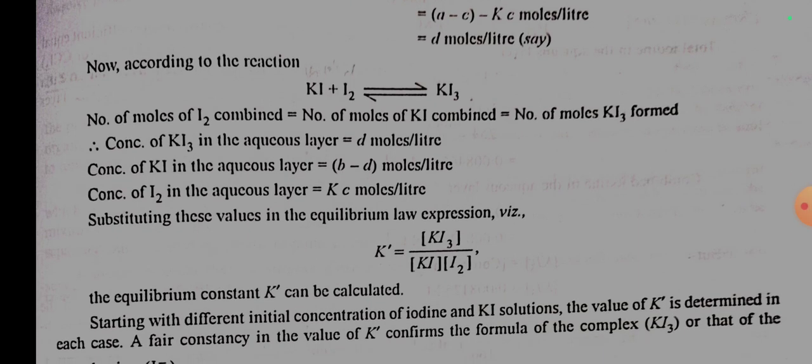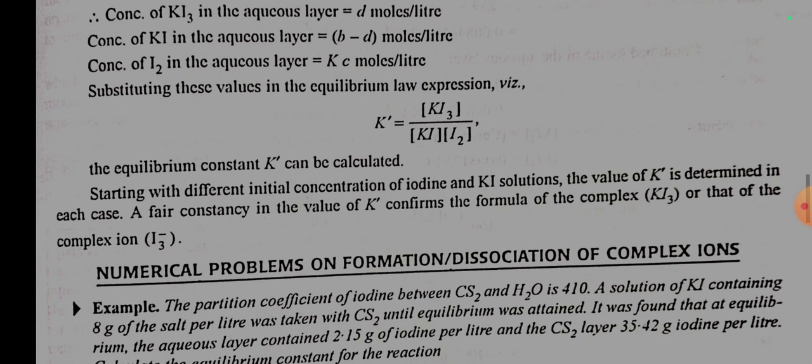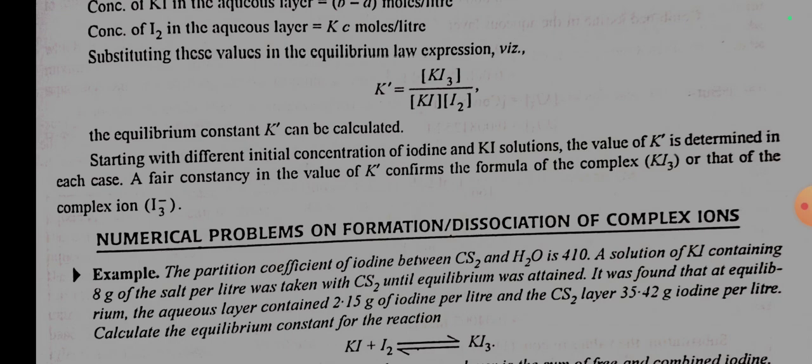Now according to the reaction KI plus I2 in equilibrium with KI3, number of moles of I2 combined is equal to number of moles of KI combined, that is equal to number of moles of KI3 formed. Concentration of KI3 in the aqueous layer is equal to D moles per liter. Concentration of KI in aqueous layer is equal to B minus D moles per liter. Concentration of I2 in aqueous layer is equal to KC moles per liter. Substituting these values in the equilibrium law expression, that is K dash is equal to concentration of KI3 upon concentration of KI into concentration of I2, the equilibrium constant K dash can be calculated.